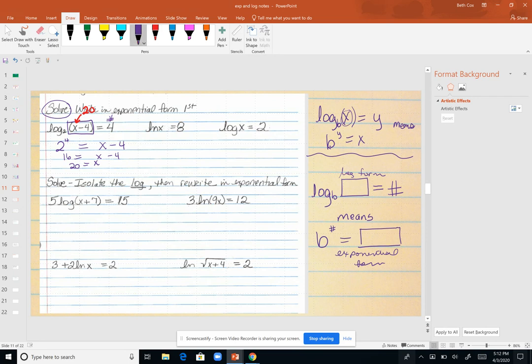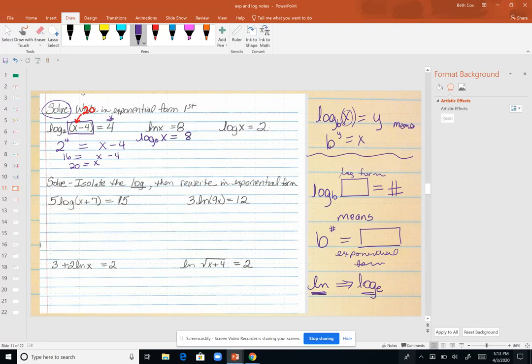All right. The second one uses our LN. A couple of videos ago, I talked to you about what LN was. If you'll remember, LN means log base e. So anytime I see LN, I'm going to rewrite it as log base e. Wait a minute, don't forget my x. Redo this. Log base e of x is equal to 8.